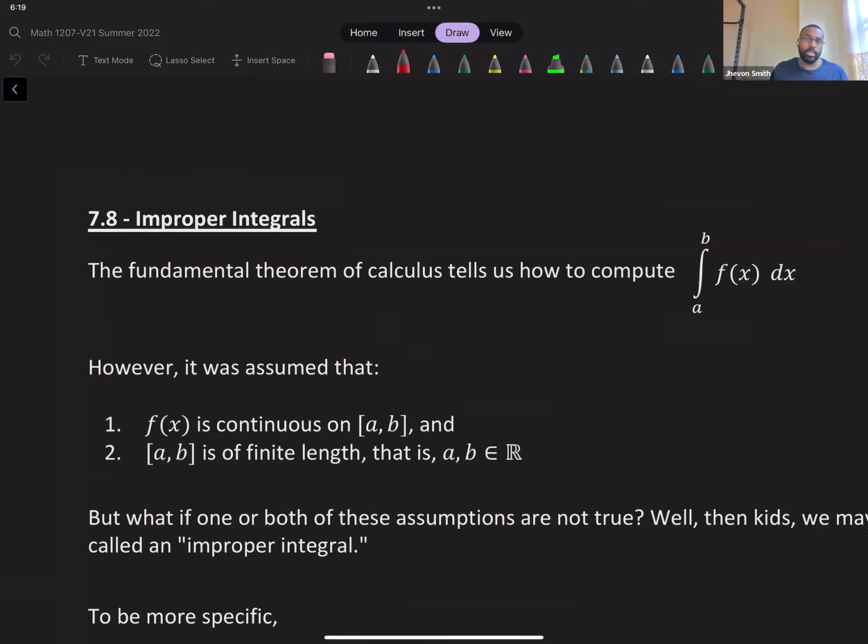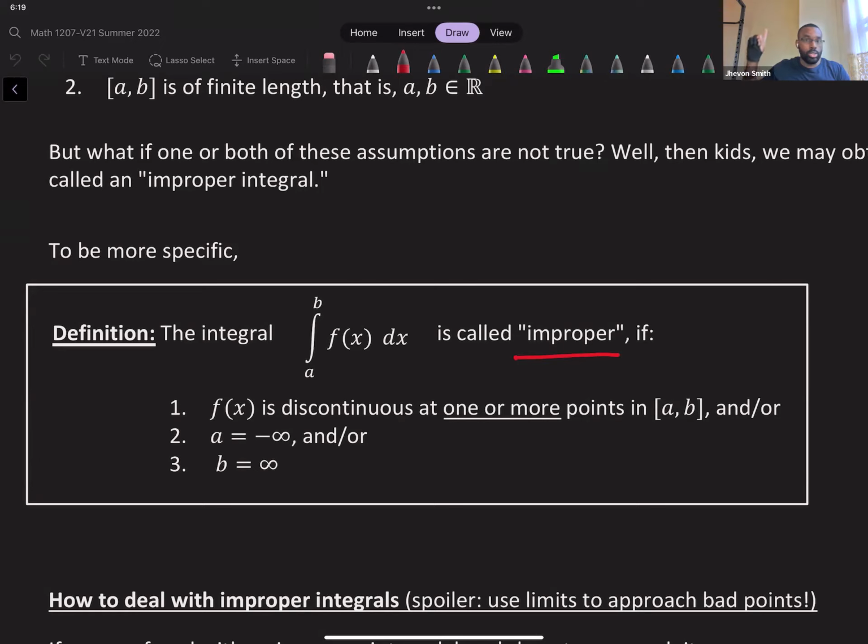The basic idea here is, and so that's what an improper integral was. It's an integral where those assumptions break down. So either your f is discontinuous at one or more points in your interval, or your interval is infinite in some sense, meaning that your a goes down to negative infinity or your b goes up all the way to infinity, or even all of these might occur. We had examples where all three of these things happened.